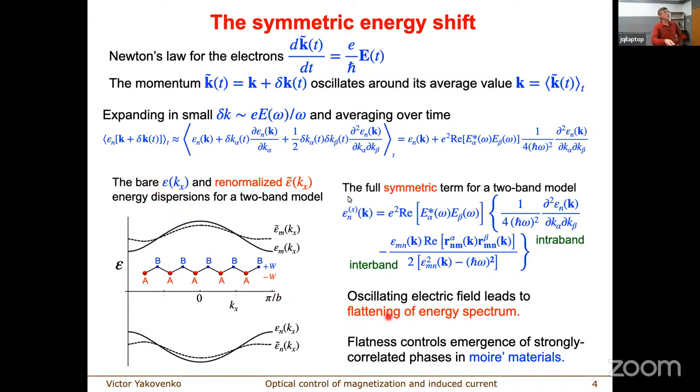Flatness is important because it controls strong correlation phases, for example in Moire materials, because basically the kinetic energy gets reduced, and so strong interaction may become really important. One can use this oscillating electric field to make the electron band flatter and maybe trigger some stronger correlated transitions, especially in these Moire materials where there is a superlattice. The unit cell is much bigger, and so the Brillouin zone is much smaller, since it's folded. For the small folded Brillouin zone, this relation may be comparable, in principle, potentially. Okay, so that's it.